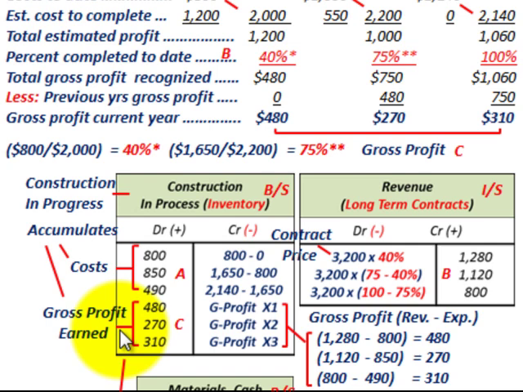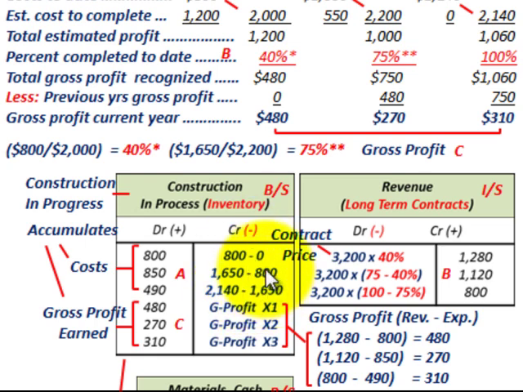So there's where you increase your construction in progress account, this inventory account, and that's just the gross profit. We separated out the gross profit earned for each of those three years, and then we had our costs for each of those three years, and we debit or increase our construction in process account by those amounts, for the gross profit for each of those years, and then the costs for each of those years.